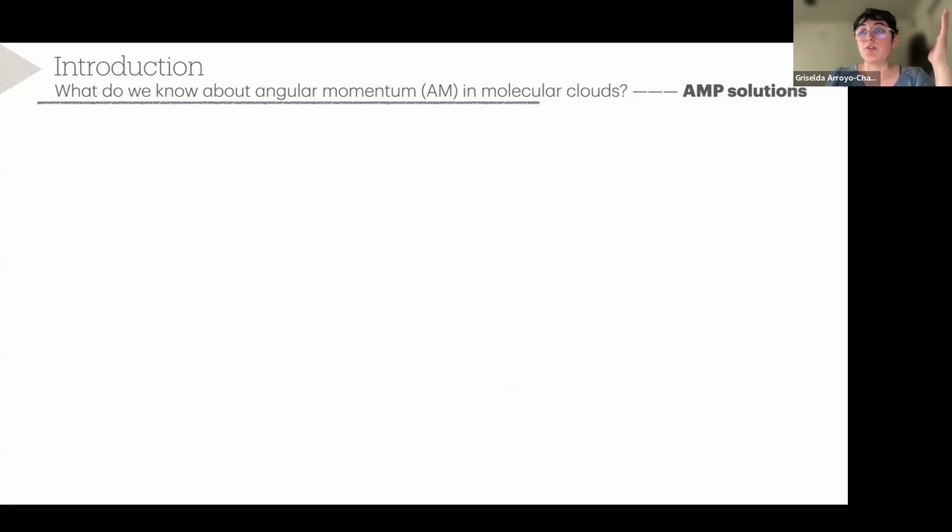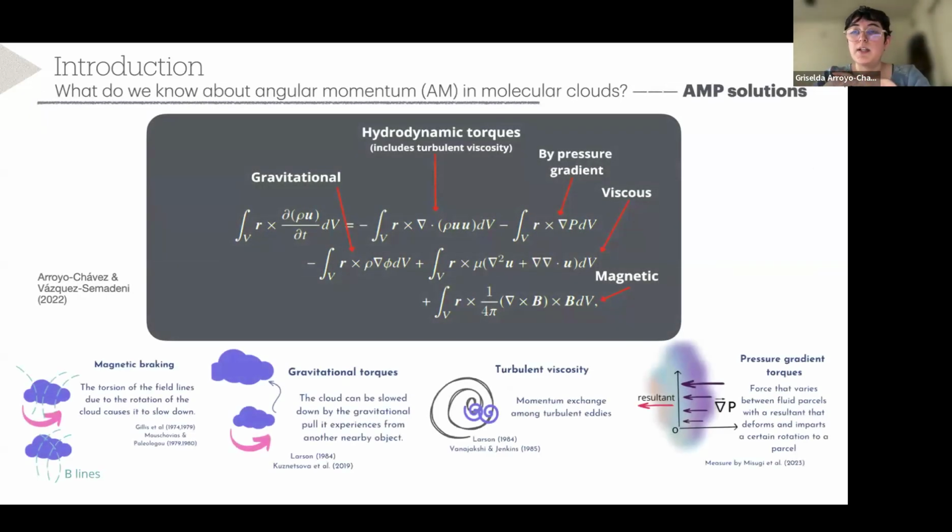Over the years, some solutions have been proposed to solve this angular momentum problem at these scales. We could have magnetic braking, involving the magnetic field. I think these people are more related to this magnetic braking process. We also have gravitational torques, turbulent viscosity, and pressure gradient torques. It's not strange to have all of these possible solutions, because if we write the analogous equation of r cross p, taking p as the momentum equation for fluids, then cross product with a position vector and integrate it over a volume, the terms on the right-hand side are actually the active torques. We see here the magnetic, gravitational, pressure gradient, viscous torque, and the one that we call hydrodynamical torques, which includes turbulent viscosity.